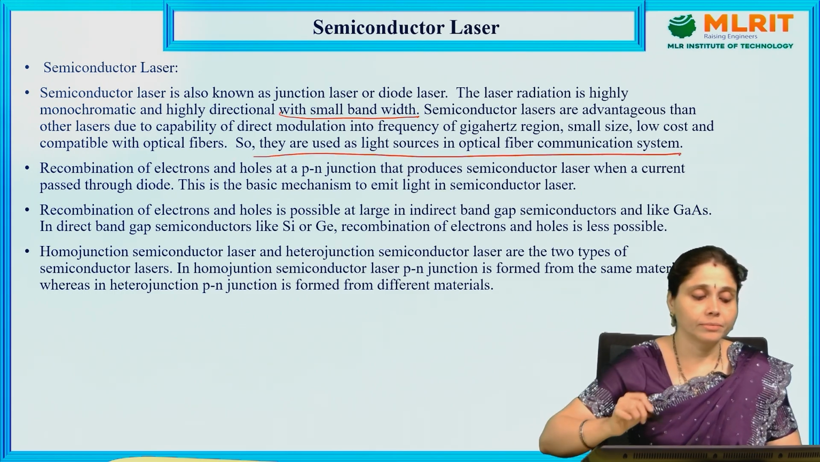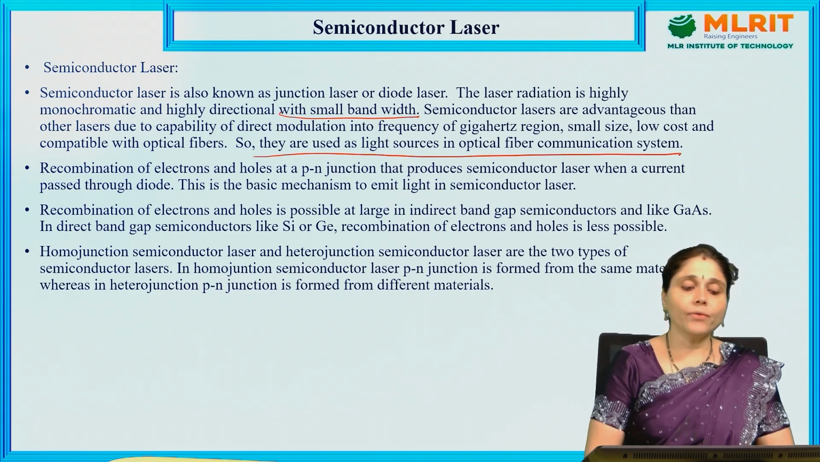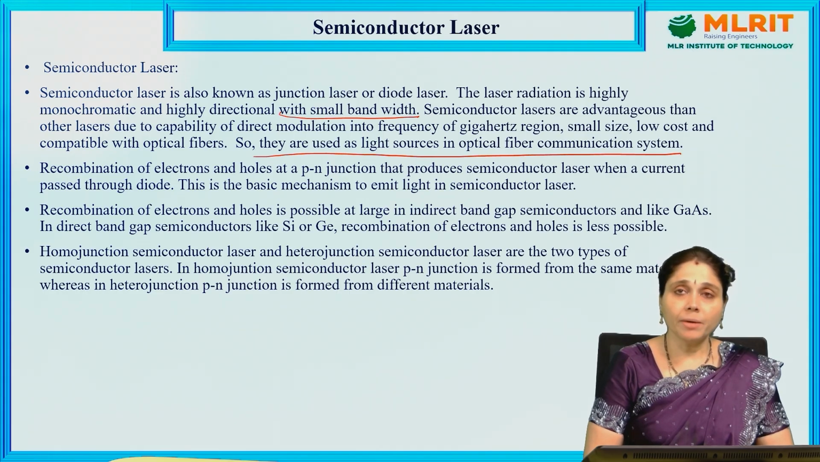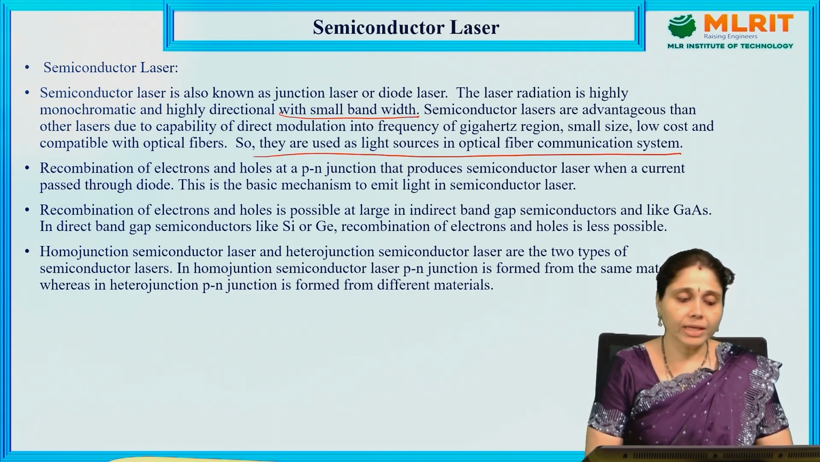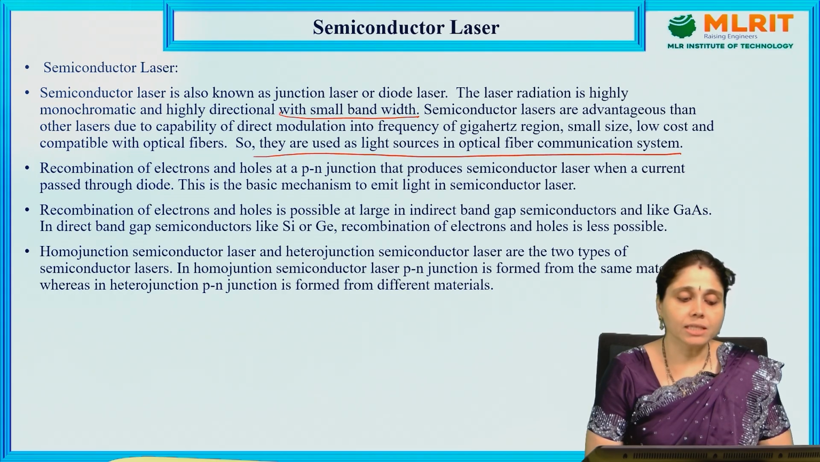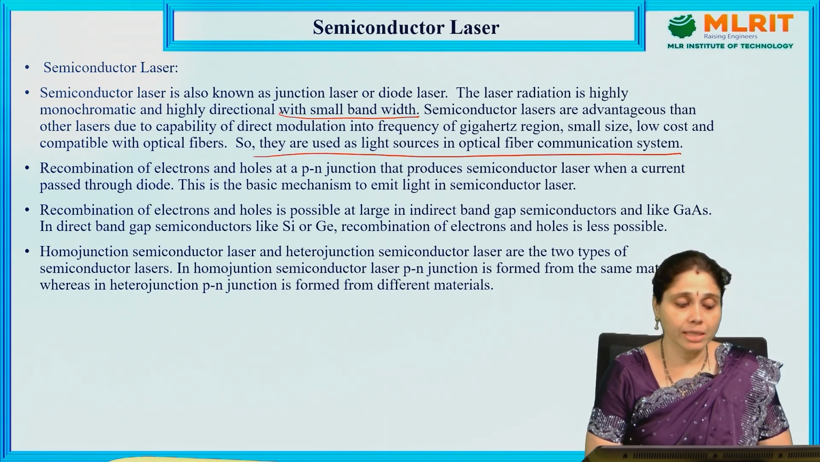Remember this one. Recombination of holes and electrons at the p-n junction produces the semiconductor laser when current is passed through the diode. This is the basic mechanism to emit light in a semiconductor laser.